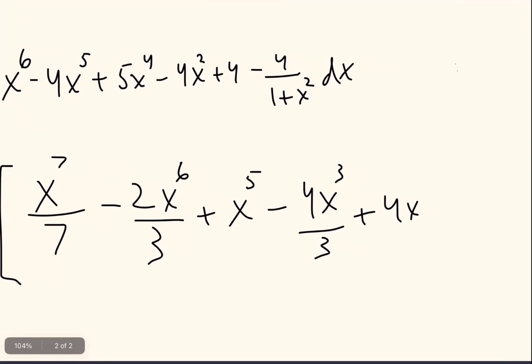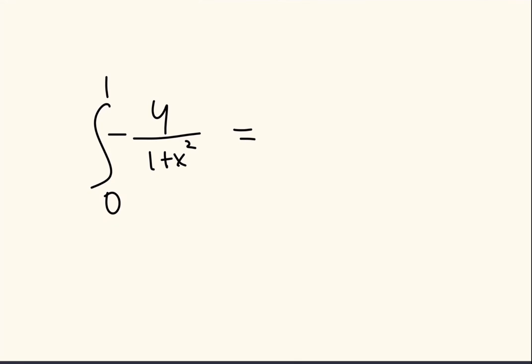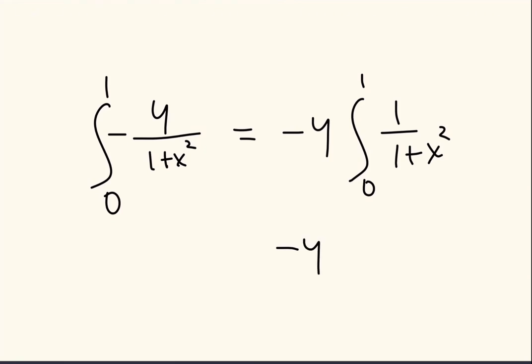Finding the antiderivative of negative 4 over 1 plus x squared, you can treat it as its own integral. And also don't forget the negative sign as well. And we can rewrite this as negative 4 times the integral of 1 over 1 plus x squared. And for this, you need to remember your trig identities. The antiderivative of 1 over 1 plus x squared is just arctangent. So our final answer would be negative 4 arctangent x.